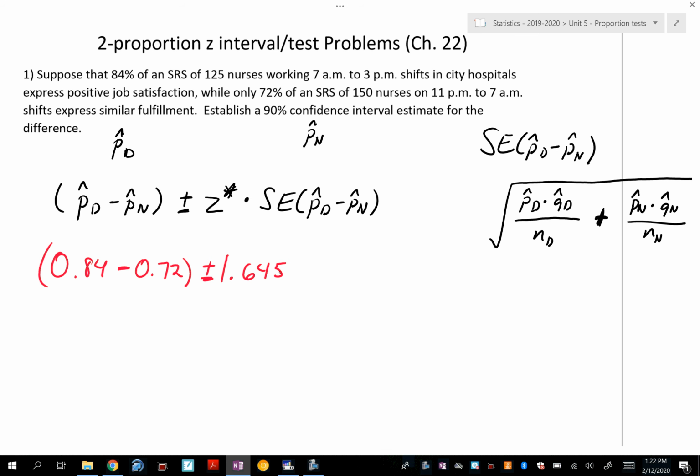Times, and now I'm going to put all that stuff in here. What I do when I write the work down is I go back to my very first proportion, so this 0.84 is going to kick us off in that radical. So 0.84. If 84% of the day shift nurses are expressing positive satisfaction, how many are not? Very good. All over, how many nurses did they ask? They asked 125 from the day shift, so that's why 125 plus.